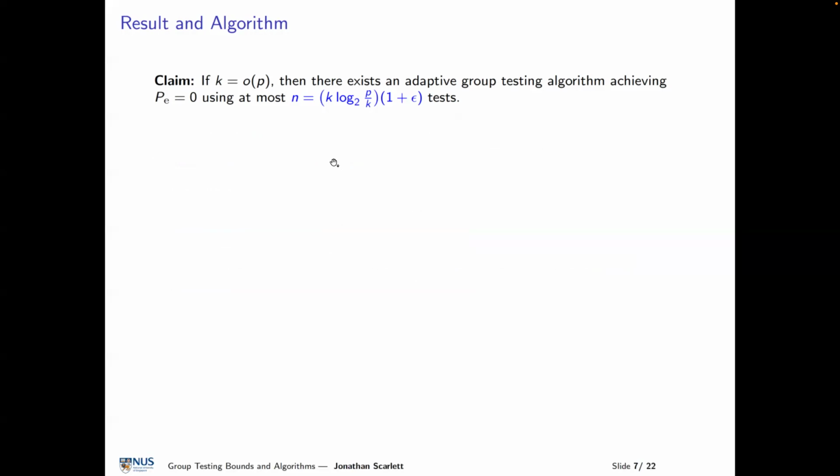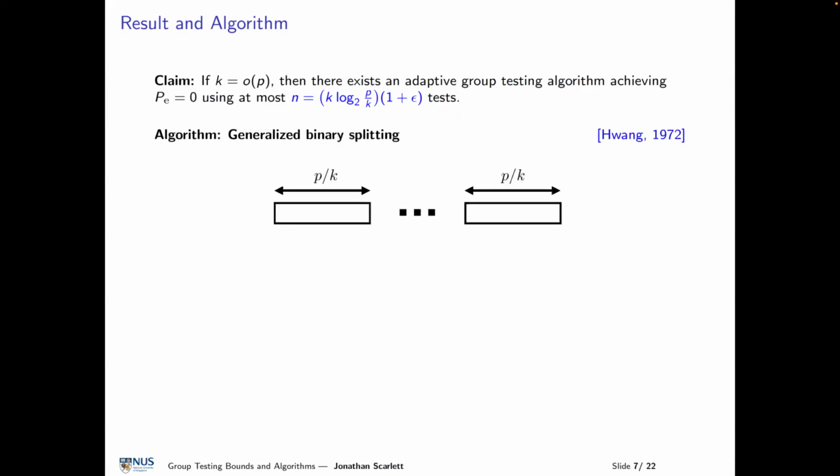Okay, so if you have k much smaller than p, formally sublinear, then there's this adaptive group testing algorithm. You don't even have to allow an error probability. I said 0 errors gives you k-squared dependence, but that's in the non-adaptive case. In the adaptive case, you can get 0 error and actually match this k log p over k. So in the adaptive case, 0 versus non-zero error doesn't make much difference. You can even get 0 error probability with this algorithm. Okay, and here's the algorithm: generalized binary splitting from 1972.